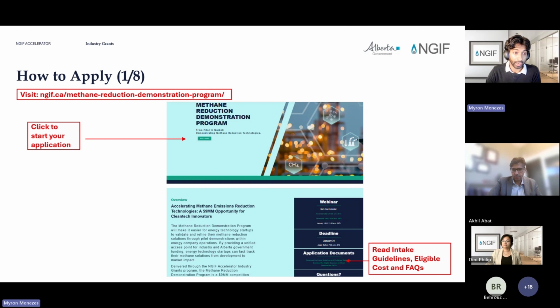To apply, head on to the NGIF website and go to the methane reduction demonstration program page and click apply here. Once again, I advocate everyone to read through the intake guidelines documents and all the other application documents on the website. It can be found on the same website page.